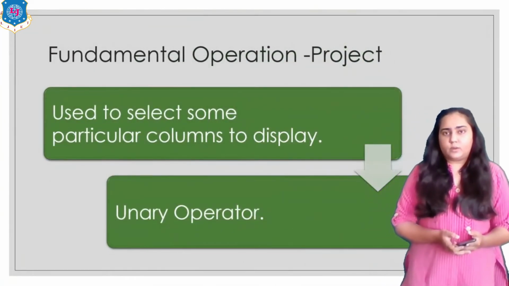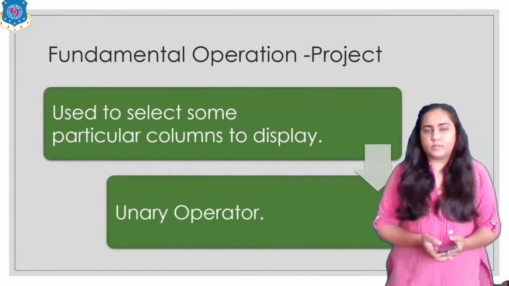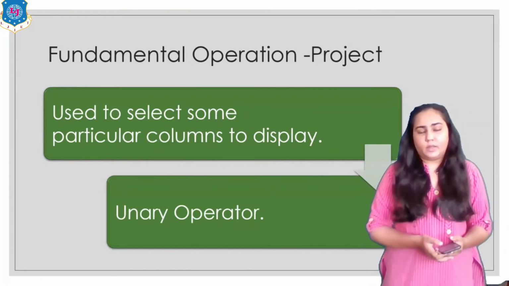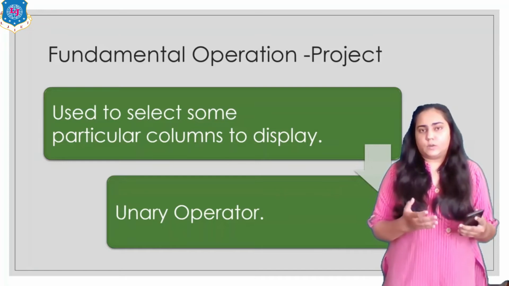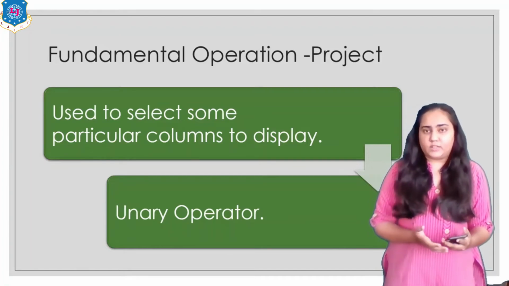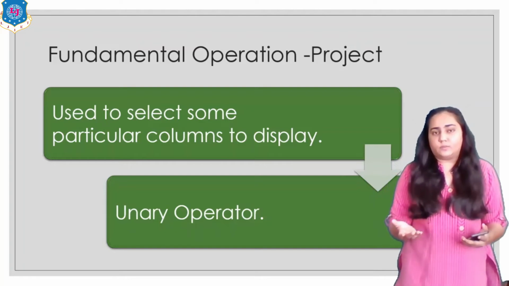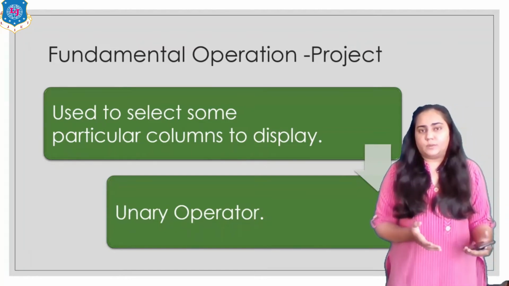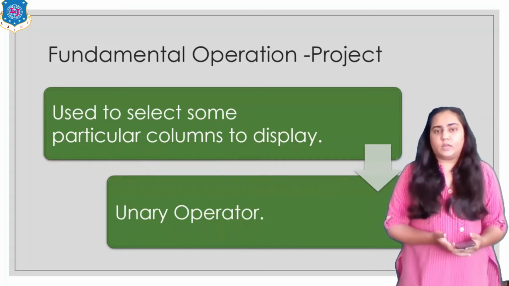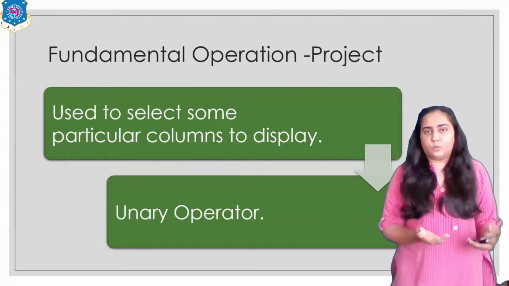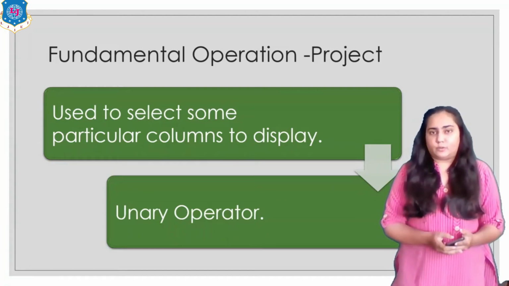Now, the next fundamental operation is called project. And project is used to select some particular columns to display. So this is different from select because select is used to select rows, but project is used to project columns. So if you want only certain columns to be present in your table, then you would be using project. And it is also a unary operator, just like select. So in order to work, it needs only one table.